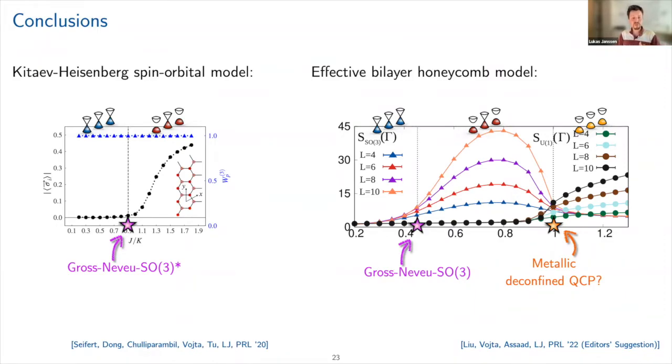And I've introduced this effective model, this bilayer model, that indeed features also this Gross-Neveu SO3 transition, but also a second transition that, if it indeed is continuous as the numerics suggest, then it arguably realizes the first instance, or microscopic instance, of a metallic deconfined quantum critical point, a deconfined quantum critical point in the presence of gapless fermion degrees of freedom.